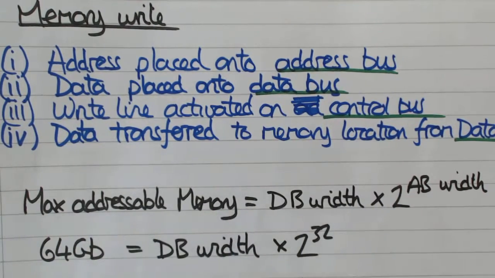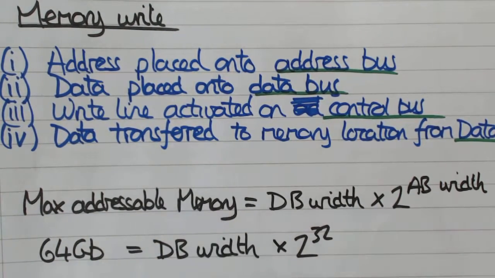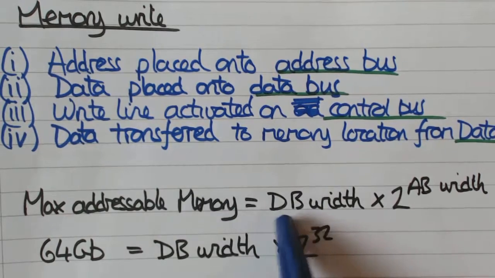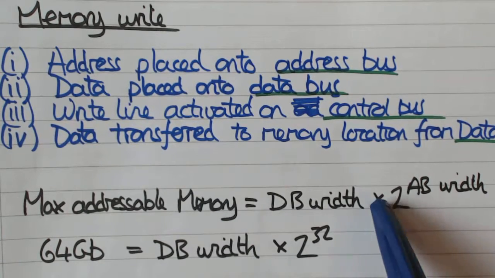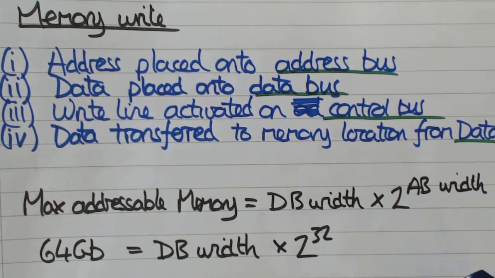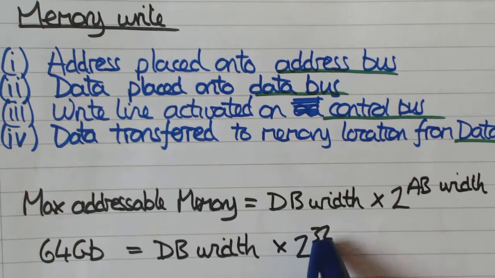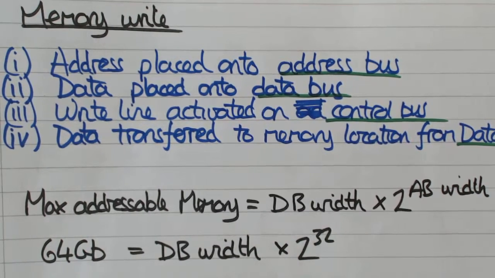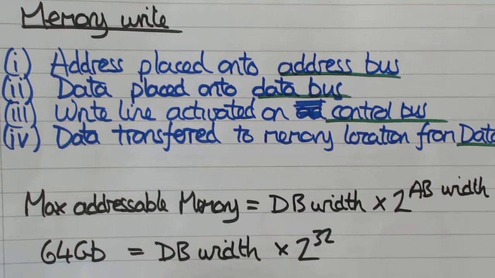You'll have this memorised off by heart. The maximum addressable memory is the width of the data bus, which we've got to work out, times 2 to the power of the width of the address bus. So we have 64 gigabytes equals the unknown times 2 to the power of 32. Essentially, we're just going to get this value and divide this into it. My wee tip is to get this 64 gigabytes and convert that into bits first of all.